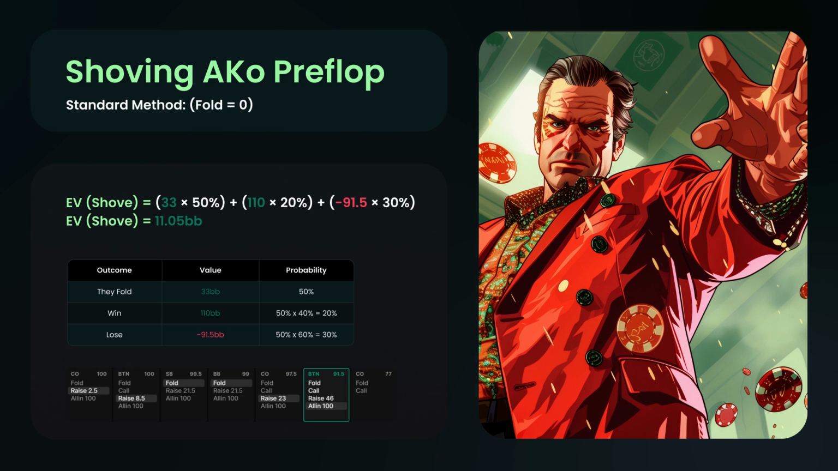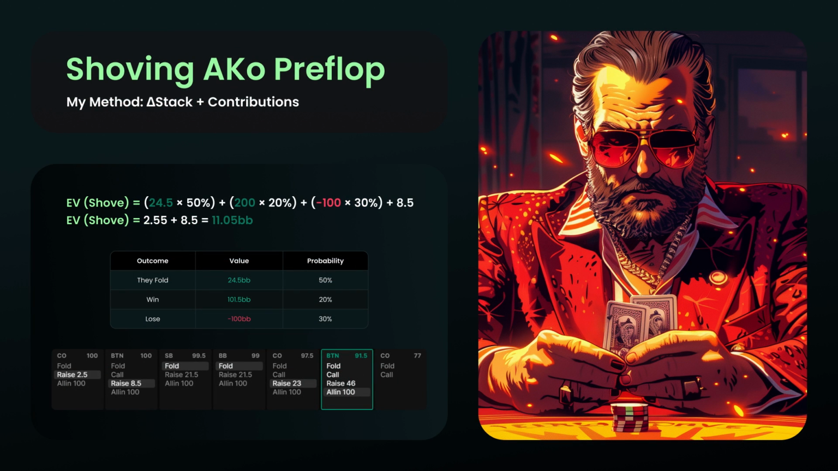When I look at this, it's super counterintuitive that winning is worth 110 and losing is worth negative 91.5. Like, these value numbers don't make a ton of sense in my head, right? And the thing is, this is just what happens when you set fold equals 0. A more intuitive method you can use instead is to track your expected value relative to the change in your stack. That is to say, how much will my stack change compared to when this hand started?